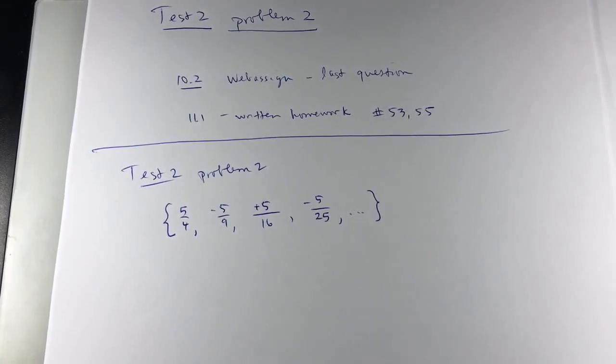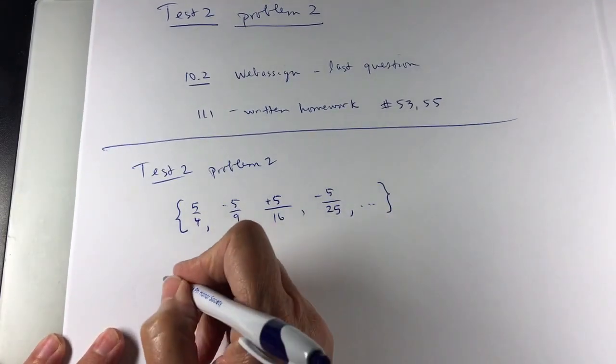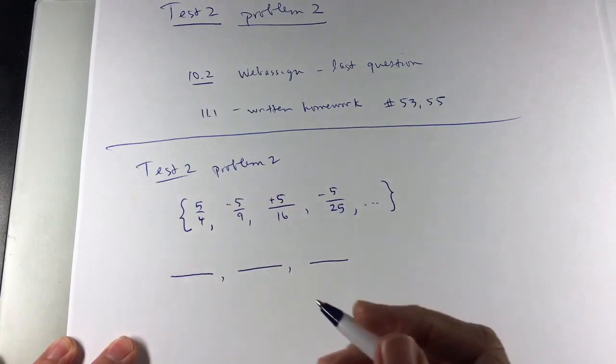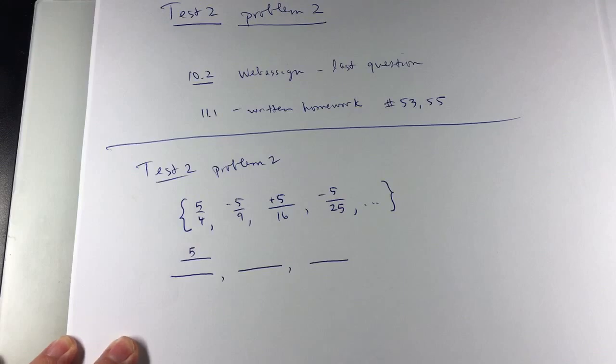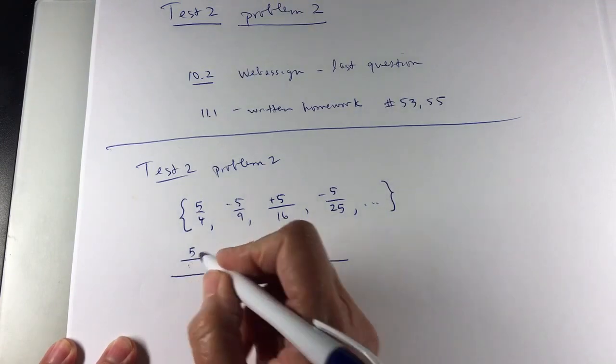So I want to find the next three terms and then find an expression for the a sub n term. And so sometimes I'll write it like this, blank, blank, blank. So the next term, first of all, is it positive or negative? Positive. And the numerator looks like it'll be 5. The denominator looks like it should be 25 plus 11. How'd you get that? It's adding 5 instead of 9.